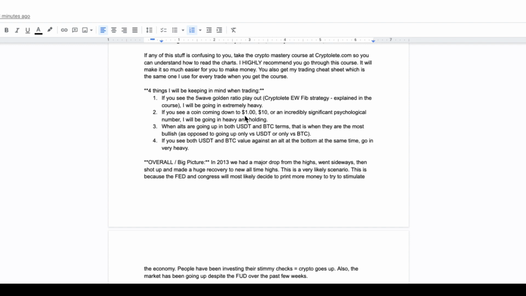And then number 4 is that if you see both USDT and Bitcoin value against an alt at the bottom at the same time, you should go in very, very, very heavy. Well, I will go in very, very, very heavy, because it's a great opportunity.